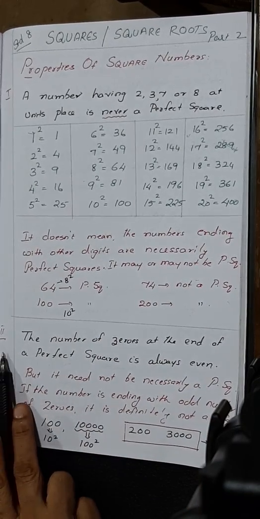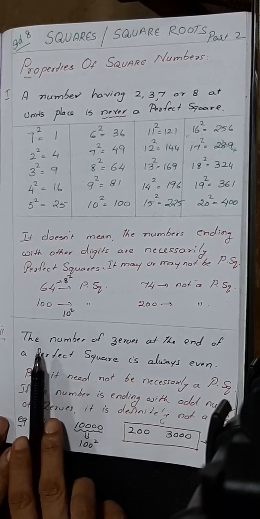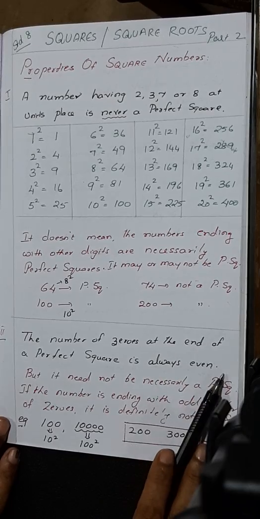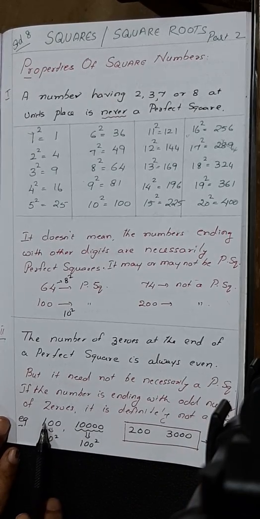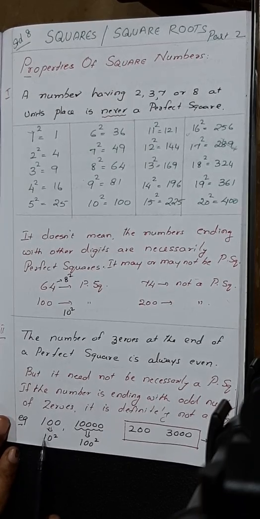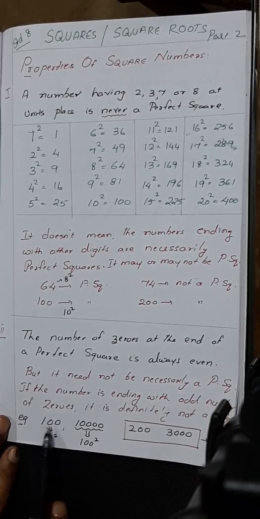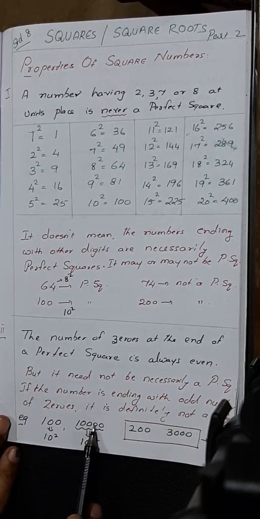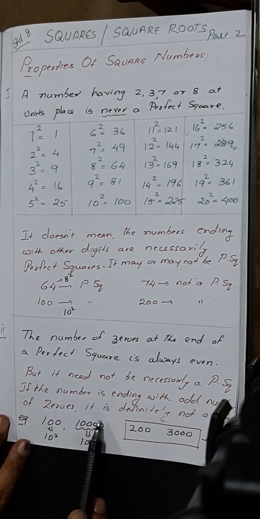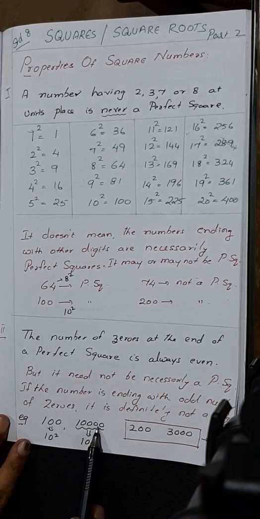Now coming to the second property: the number of zeros at the end of a perfect square is always even. For example, 100 has 2 zeros at the end, and 100 is 10 squared, so it is a perfect square. Similarly 10,000 you can write as 100 squared. It has 4 zeros at the end, an even number of zeros, so this is a perfect square.